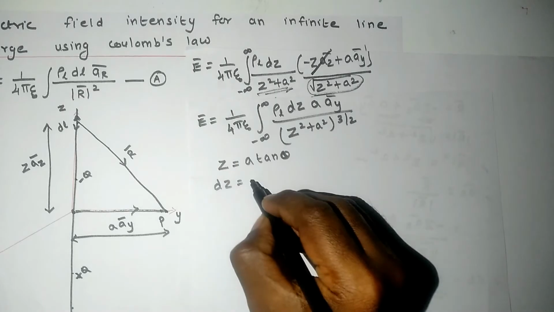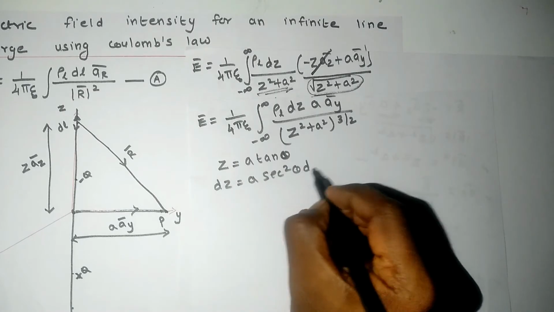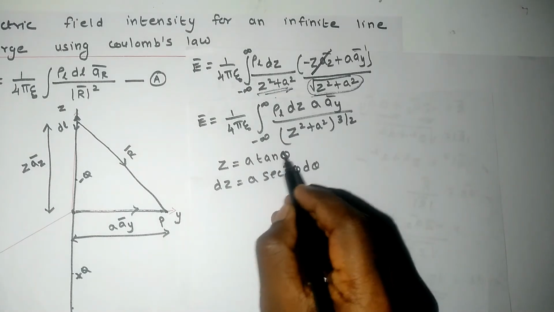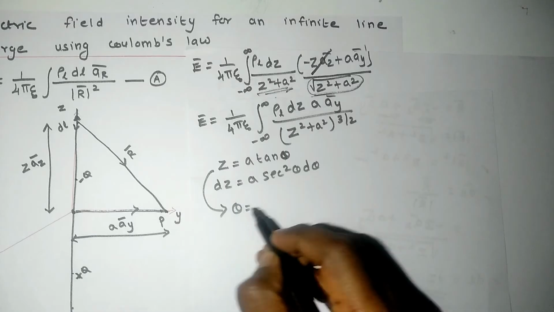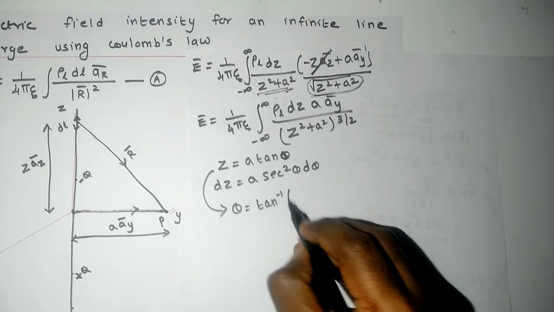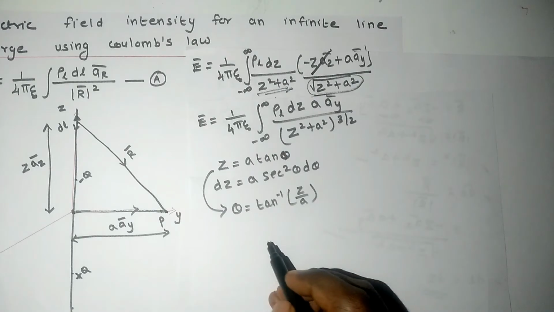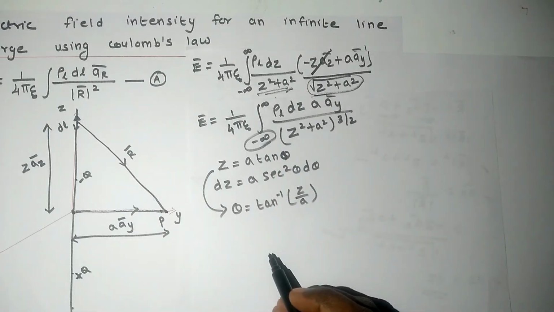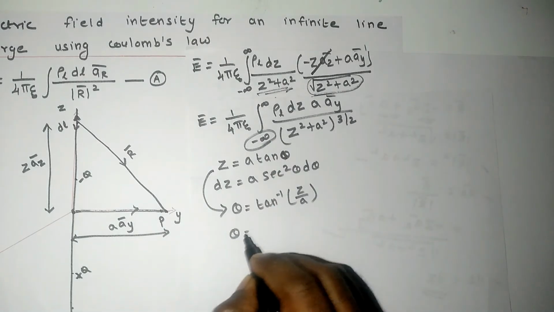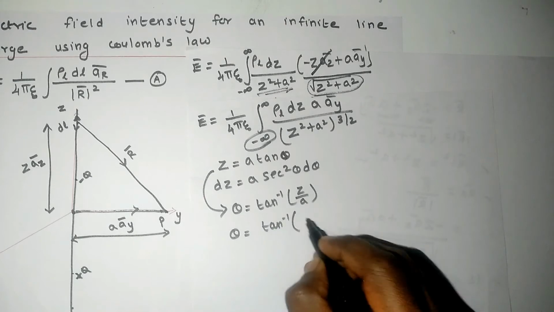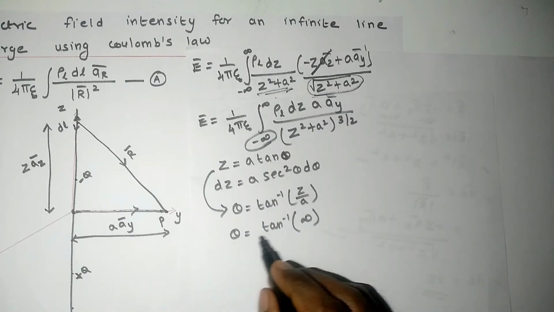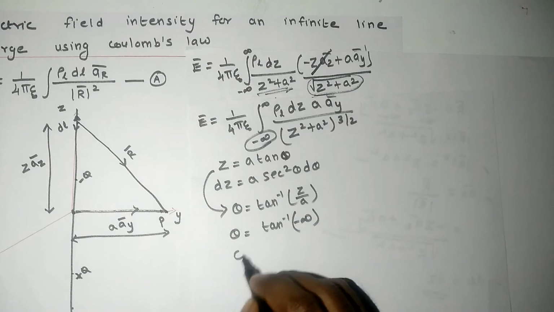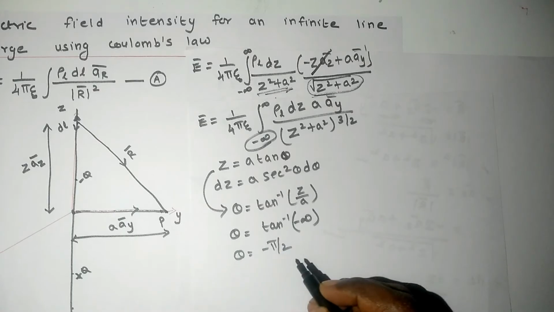dz will be equal to a secant square theta d theta. The value of theta can be found out from this term, that is theta will be equal to tan inverse of z by a. When the value of z is minus infinity, that is the lower limit, theta will be equal to tan inverse of minus infinity. So theta will be equal to minus pi by 2.